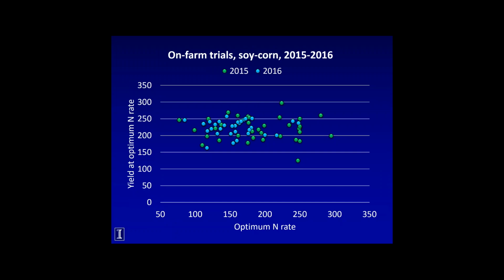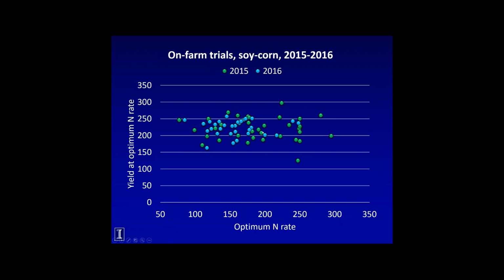But remember, this is the amount of fertilizer we're using. It's not the total nitrogen supply. I could show you probably 500 different on-farm trials over the years, and it just looks like a cloud of data points. In this case, the 2015 year needed more nitrogen in general.